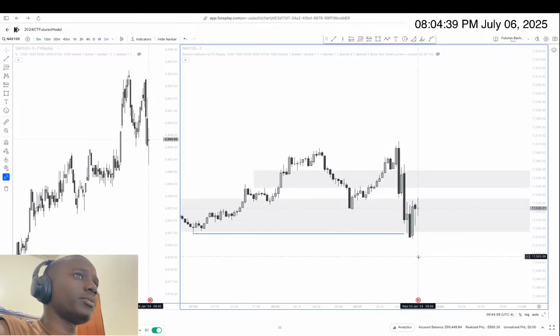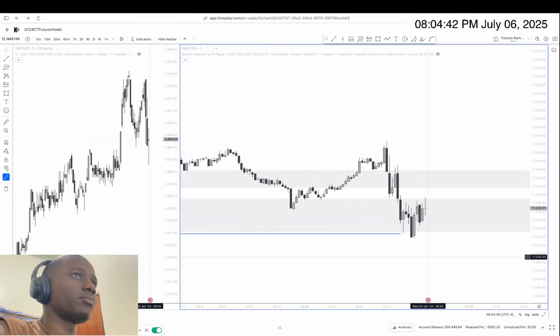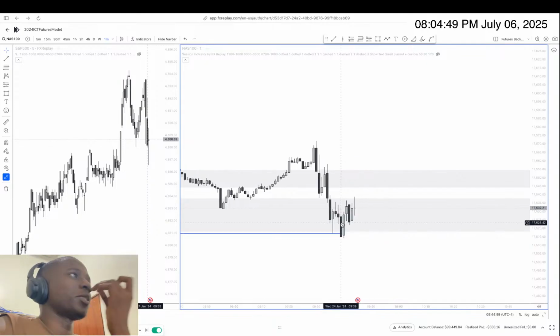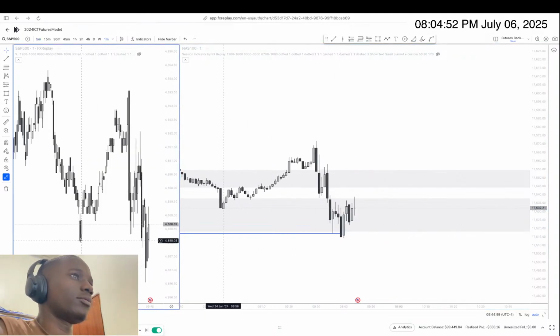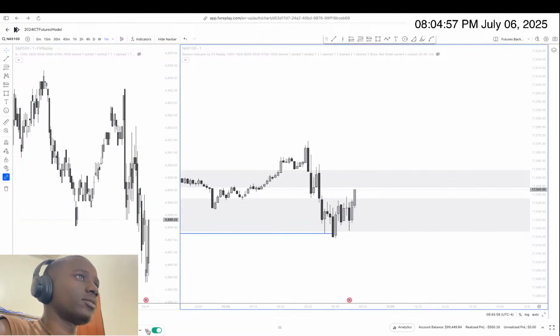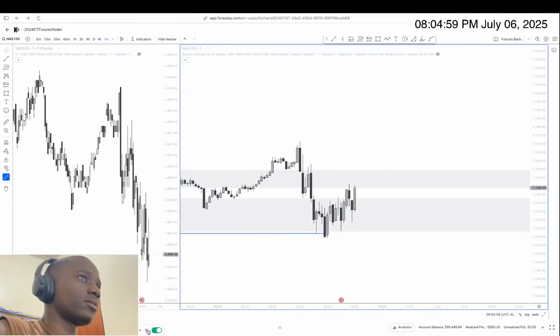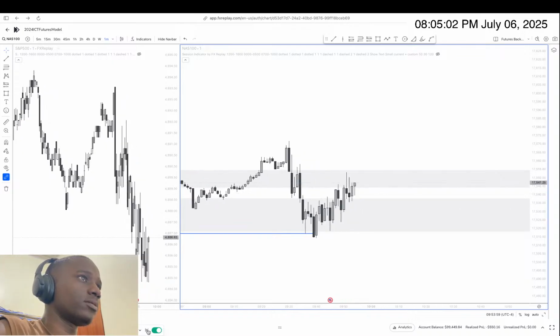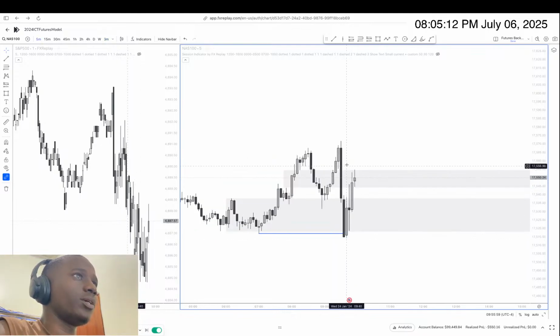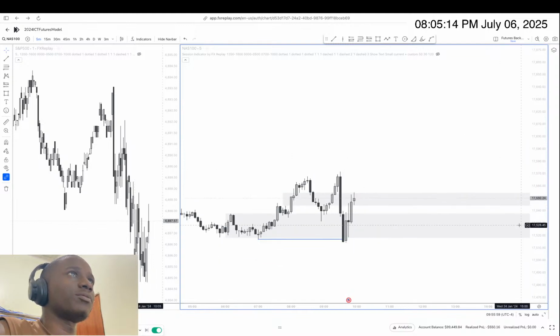Now going on the 1 minute, yeah, we had this nice sweep of the lows. So you might also have a manipulation leg to the downside, which might occur. The 2 minute or 3 minutes, we have this leg here which created this low, so that will be our only place to have a change in state.